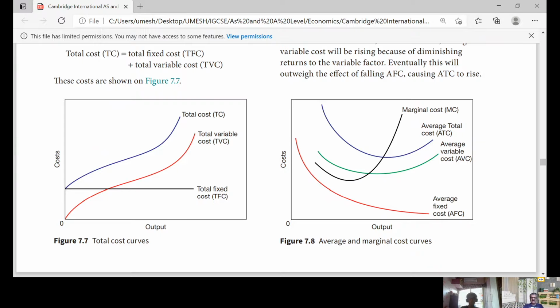I will find out another example for you. Have you done this fixed cost and all that matter in AS level? Not in depth. Okay, no issue. We will do it. Now, I will go here.